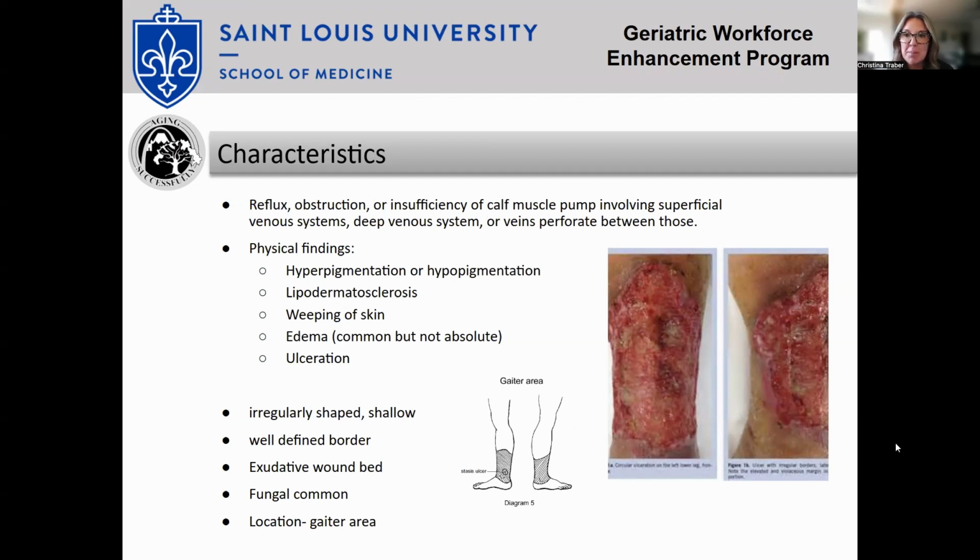They often have this hyperpigmentation, so they'll get kind of a brownish tinting color of their legs. They will often have weeping because there's nowhere for that fluid to go. Again, most of the time they have edema, not always, but kind of classical, they usually do. And then these irregularly shaped shallow ulcers. They tend to be very, very moist because of exudate. The exudate is moisture just purely coming out of the skin, and so fungal can be common, yeast, because the skin is so moist. And the location commonly is this gator area, kind of from the ankles to the mid calf. That's kind of the more predominant place.